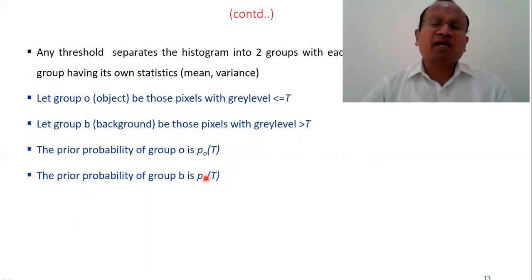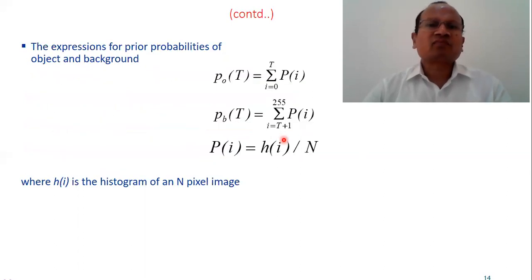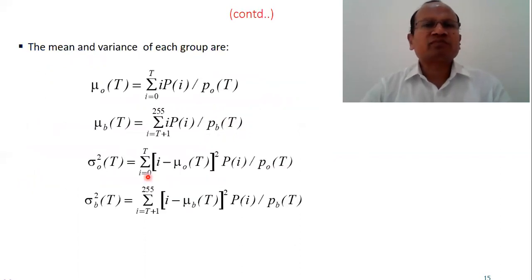So based on this probability, we can check whether the pixel is falling in this region or in the other region. This is how we can compute the probabilities, object, background, where P is the probability of a grayscale value, which is computed by Hi divided by N, where N is the number of pixels in the image, and Hi is the histogram. Mean and variance can be calculated.